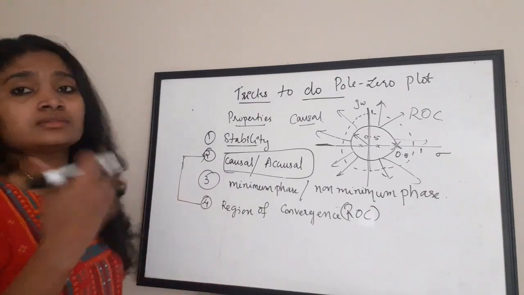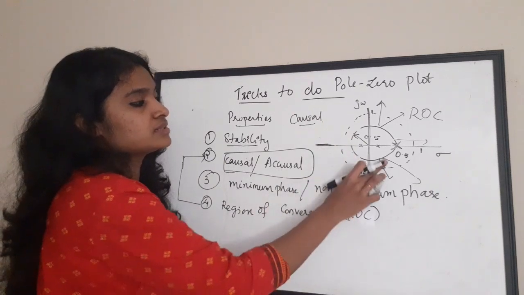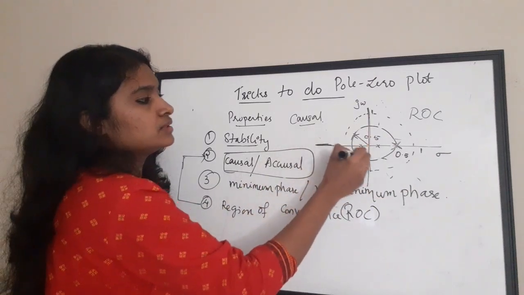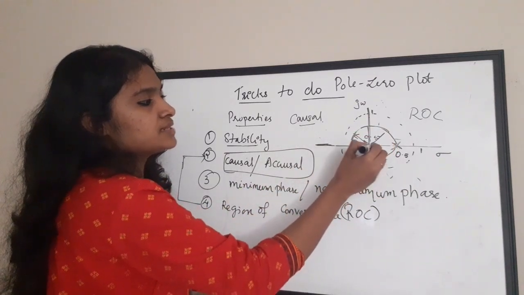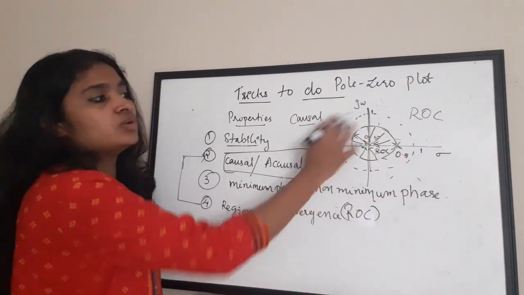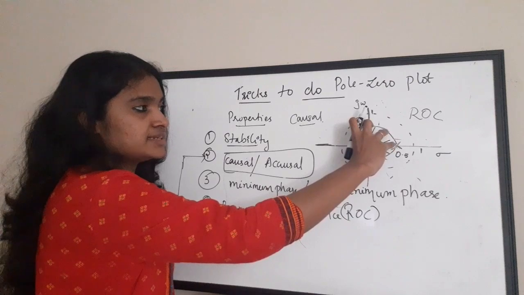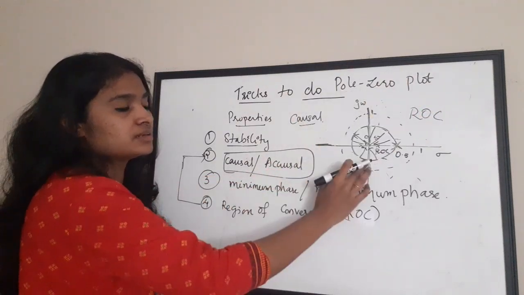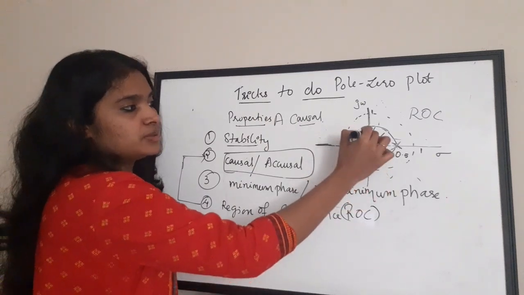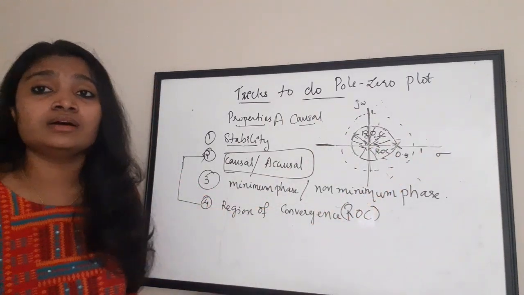Okay. And what is the opposite? An acausal system. If the region of convergence is converging towards the center, that is, inside the circle the region of convergence is present, then it is called an acausal system. For a causal system, the region of convergence extends outwards from the circle. For an acausal system, it will be like this: inside the circle will be the region of convergence or ROC. Then that system is called an acausal system.